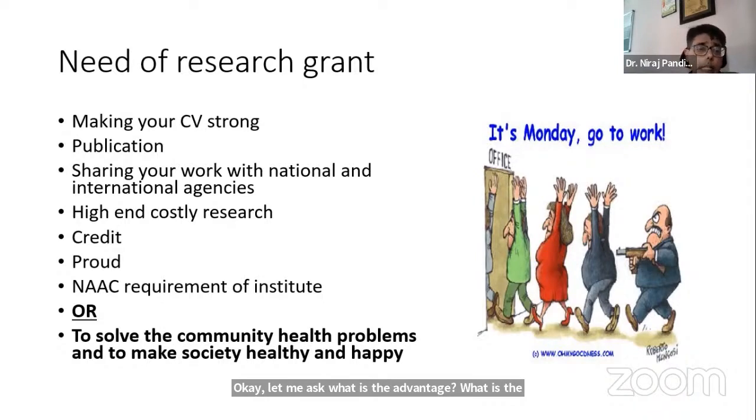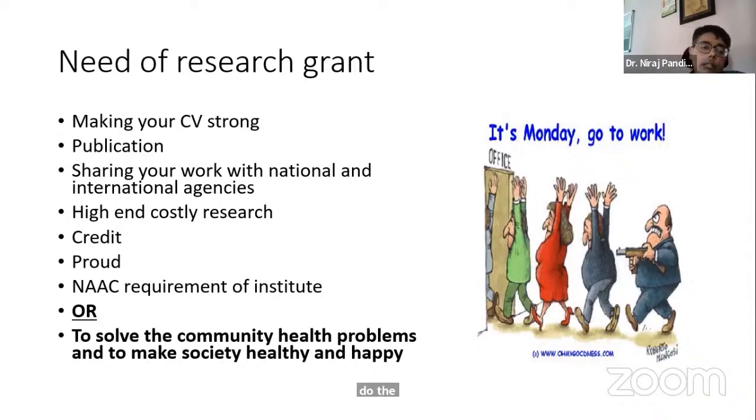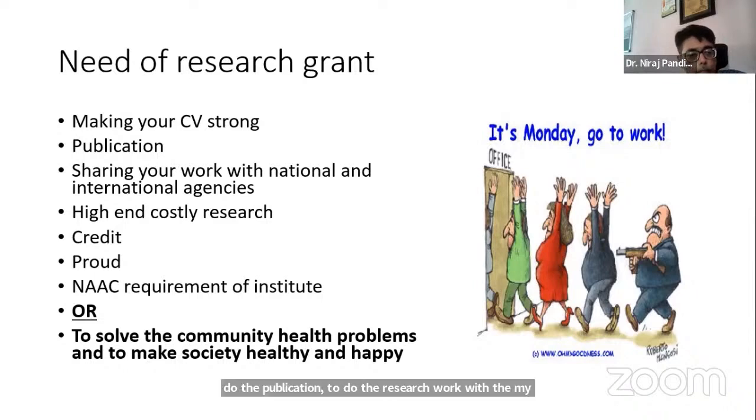So keep in mind, a grant is always an accountable aspect. You cannot say, "I am asking for the research grant to make my CV strong, to publish, to do research work with my national and international colleagues." It's costly, I cannot do it from my pocket. Credit and pride are byproducts. They are not actually the primary aim. Please keep this in mind.